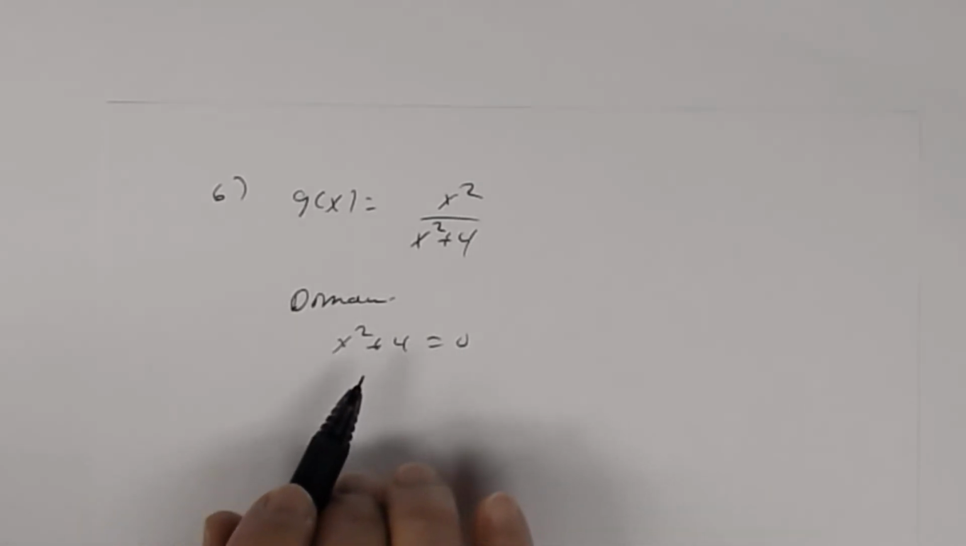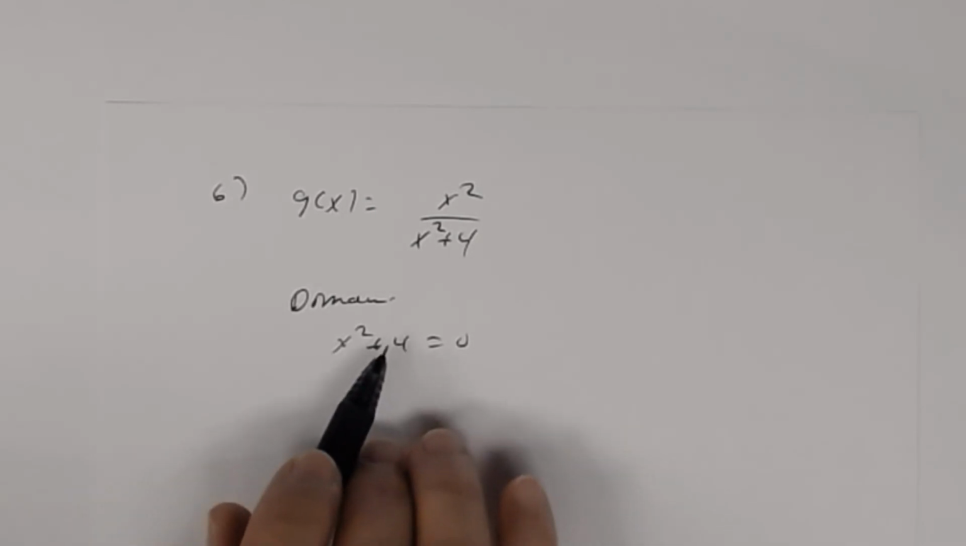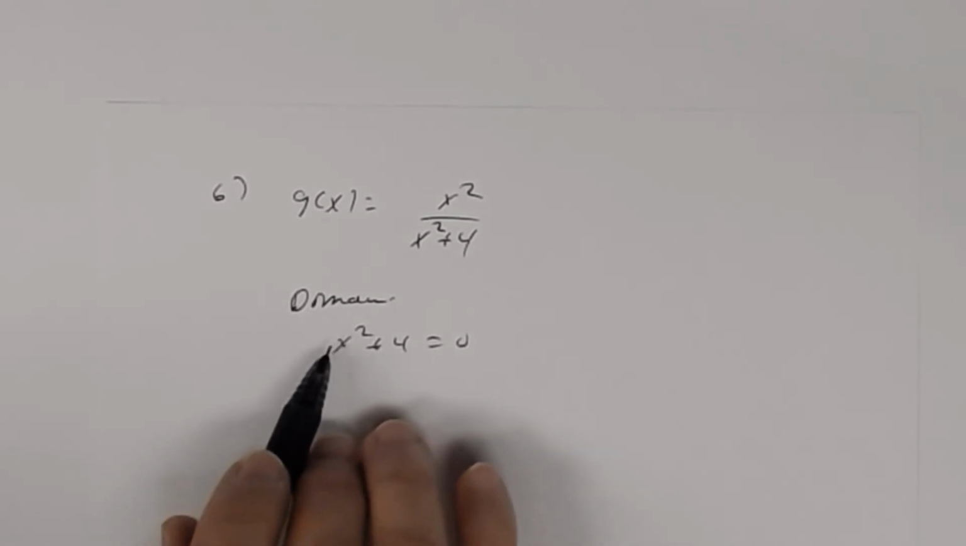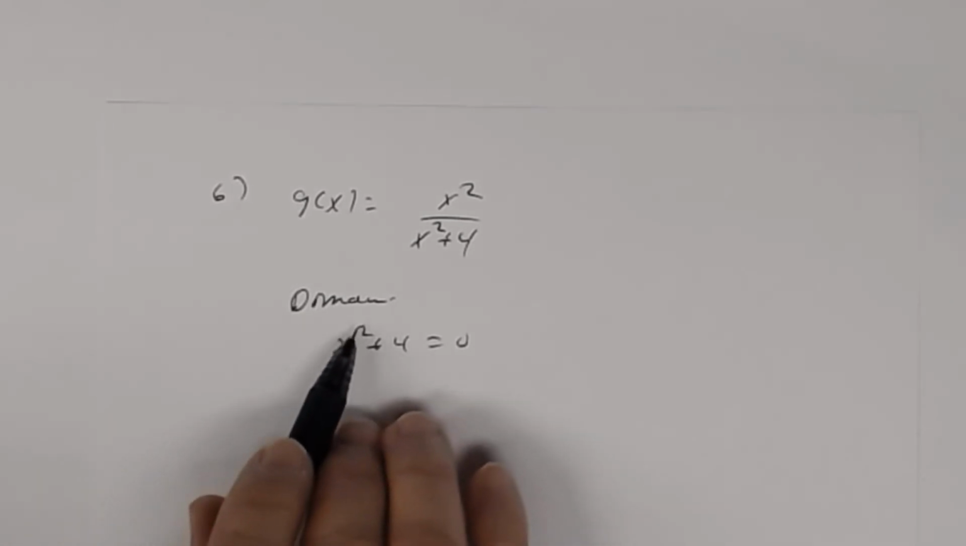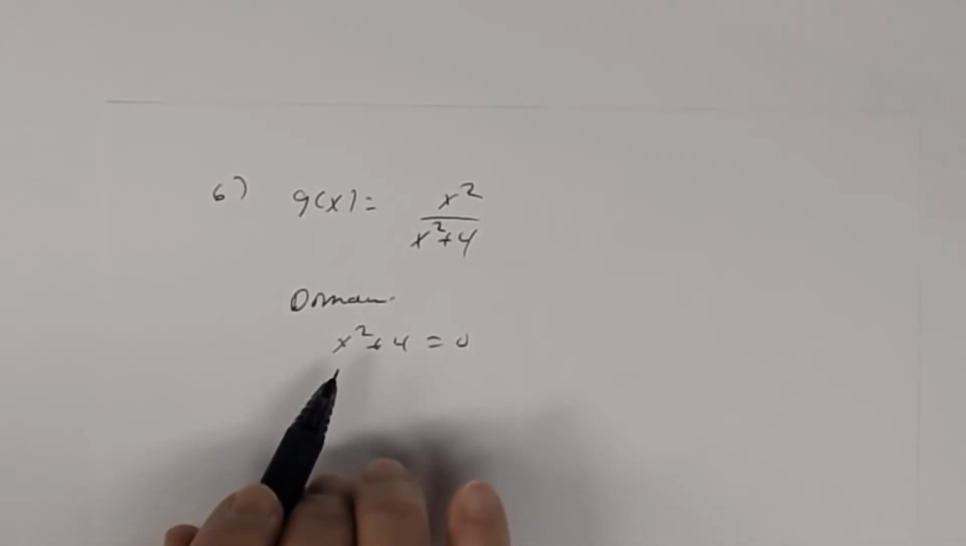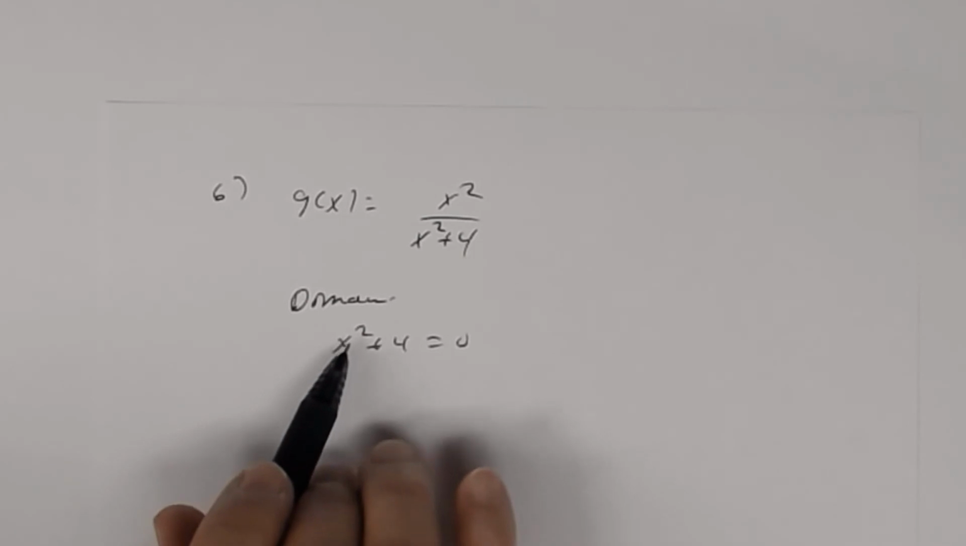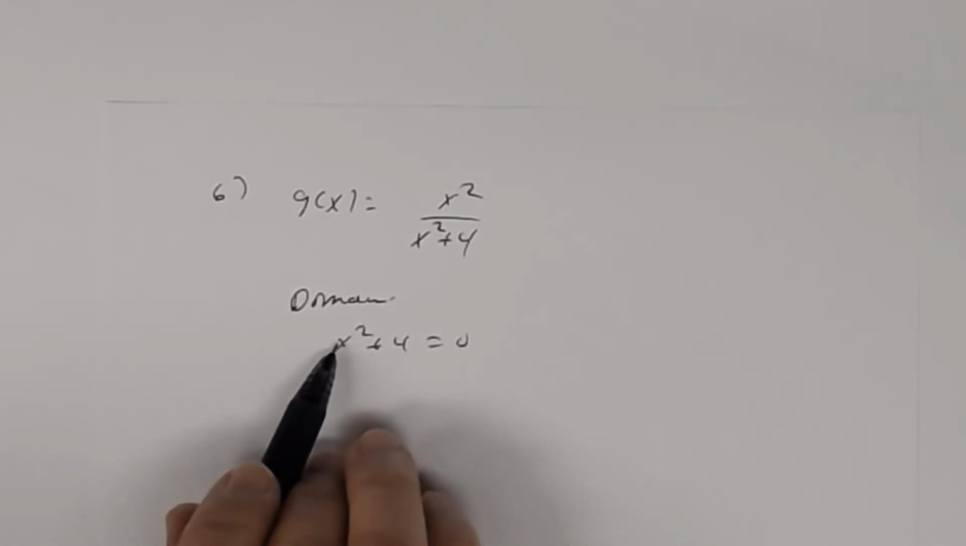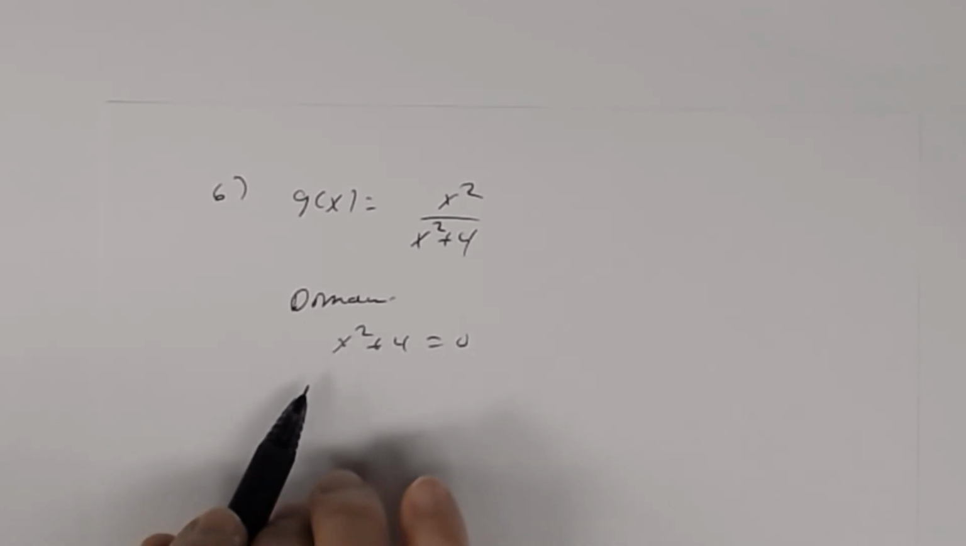Some of you may say, well, what if the sum of two squares can be factored? Remember, you're trying to find out what makes it 0. So think about this very easily. What number squared, added to 4, is going to be 0? Some of you may say, well, what about negative 2? Well, not quite, because negative 2 times itself is a positive 4. 4 plus 4 is 8.